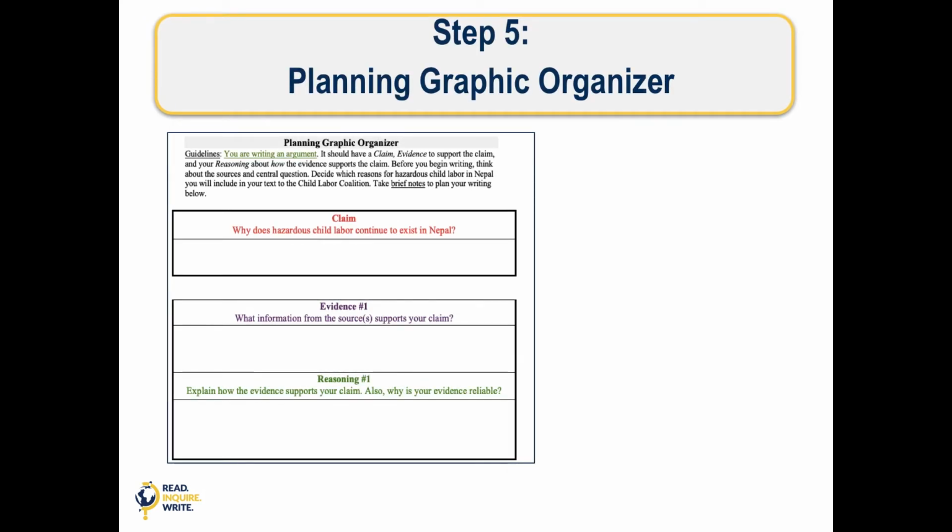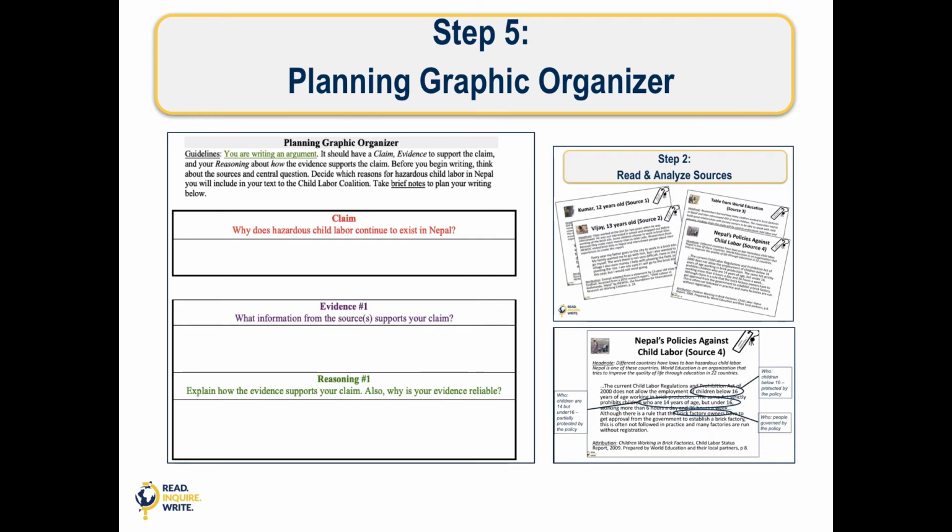Next, you'll use the planning graphic organizer. The graphic organizer is like a roadmap for your essay. It helps you organize your ideas about which sources are most reliable for learning about child labor in Nepal, and it will prompt you to give evidence and reasoning to support your argument. You will use all of the work you've done so far to help you develop this roadmap. You'll look at your annotated sources and you'll determine what argument you think is strongest, and then make decisions to plan the essay you'll write.